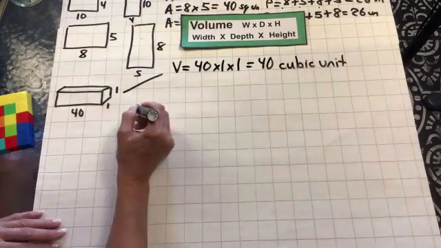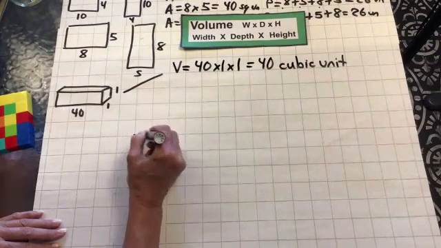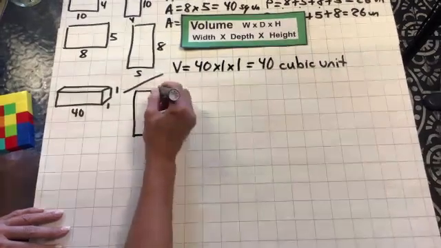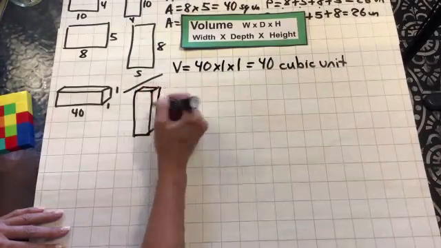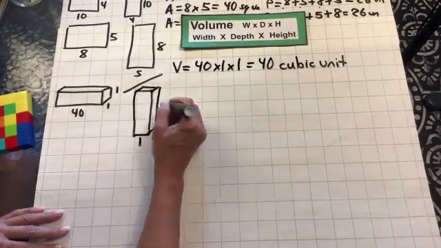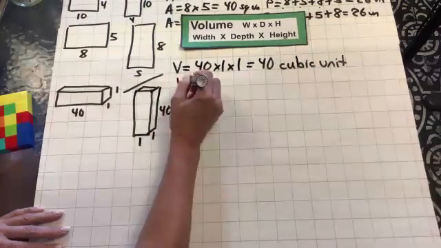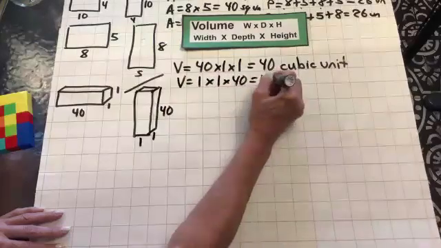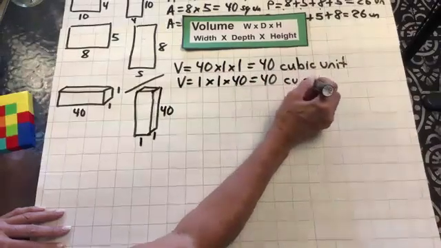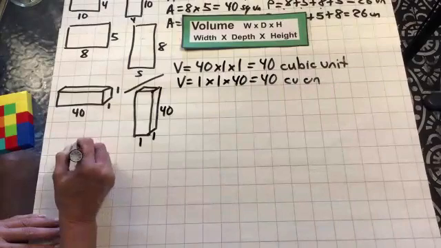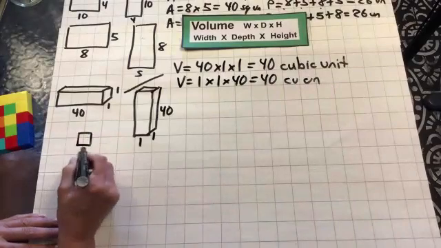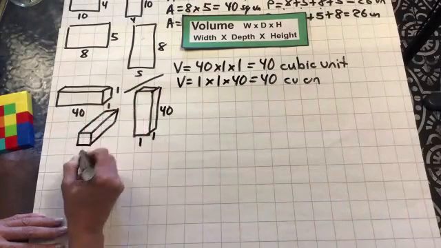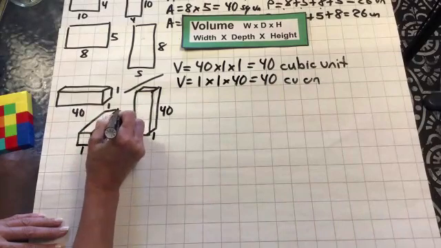Okay, now we're going to stand that up. So I'm just going to come down here and stand it up. So now we have 1 by 1 by 40. 1 by 1 by 40. Again, equals cubic units. All right, and then we're going to do the square in the front, make it 40 deep. 1 by 40 by 1 tall.